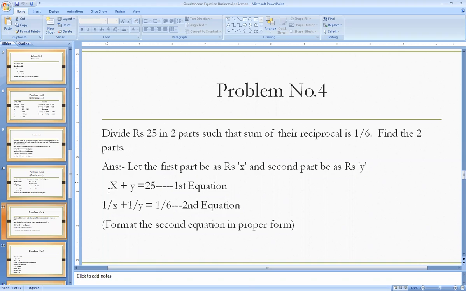The reciprocal value of x and the reciprocal value of y equals 1 by 6. So we have written in the second equation the x reciprocal is 1 by x, the y reciprocal is 1 by y. This is equals to 1 by 6. So now we have to find the two parts. By seeing this equation, one equation is in a proper form, the second equation is not in a proper form because it is in the form of a fraction. So we'll have to bring it into the proper form, then we should go for calculating the value of x and y.